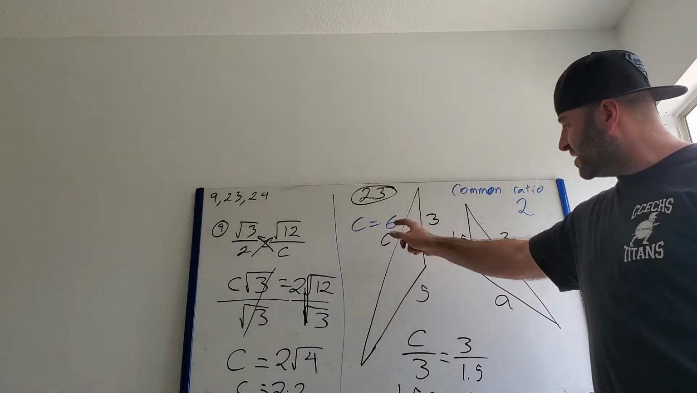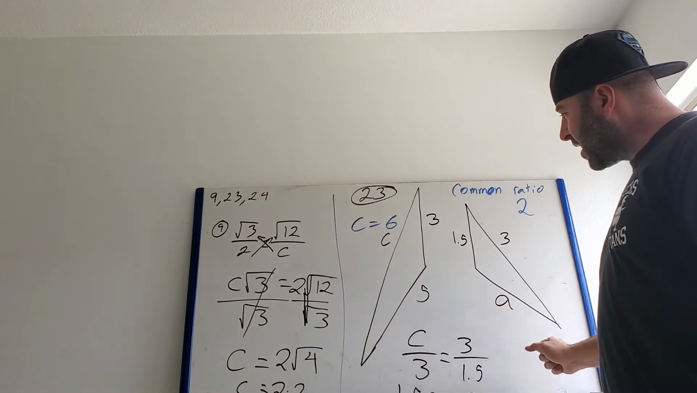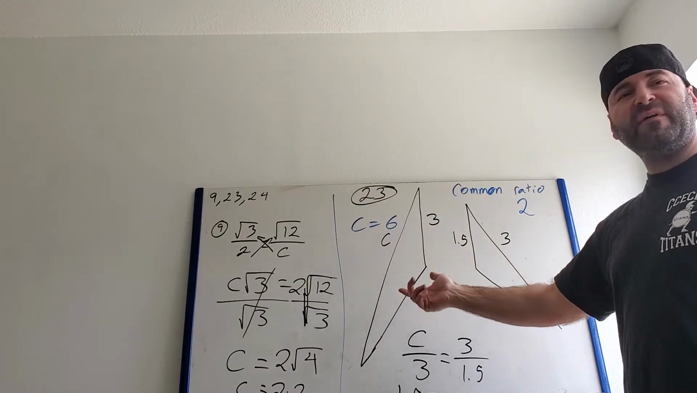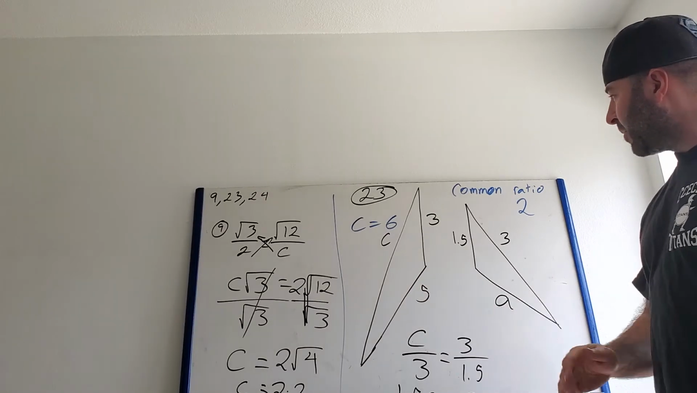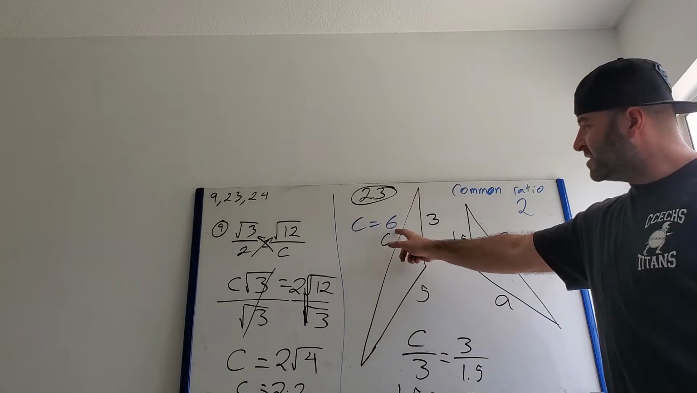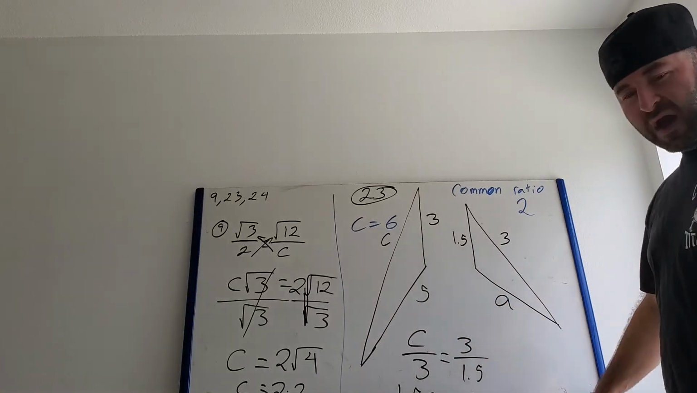3 times 2 gives me 6. A times 2 gives me 5. So if you work backwards and you think of it as now, okay, I'm dividing by 2 or I'm multiplying by 1/2. 3 times 1/2 gives you 1.5. 6 times 1/2 gives you 3. 5 times 1/2 gives you A.